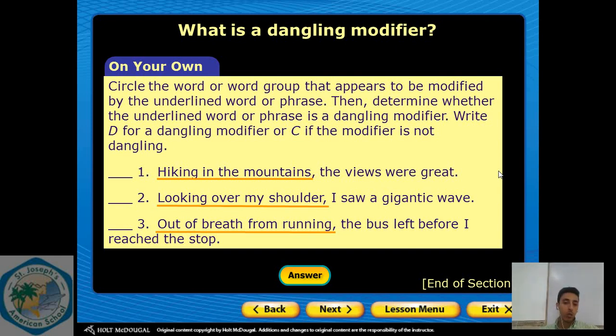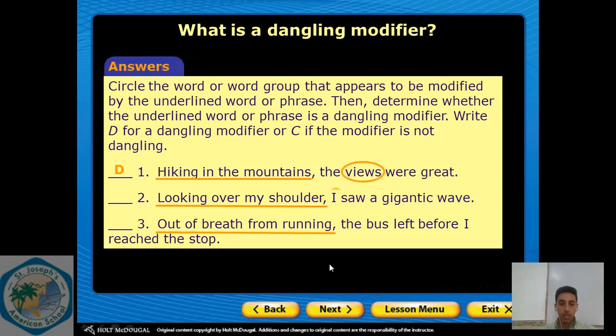Looking over my shoulder, I saw a gigantic wave. Yes, this is the correct one because I'm the one who was looking over my shoulder, so this is the correct sentence. Out of breath from running. The bus is out of breath? No. So it's the dangling modifier.